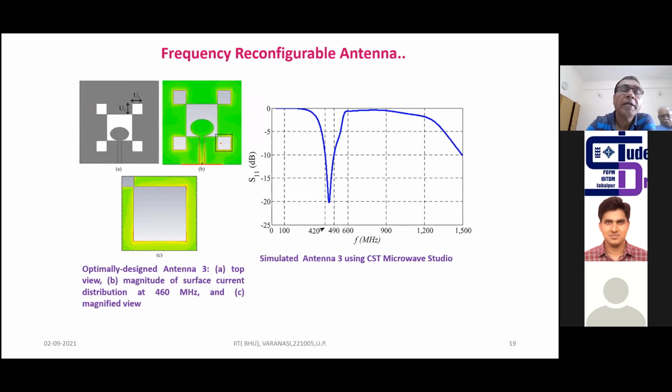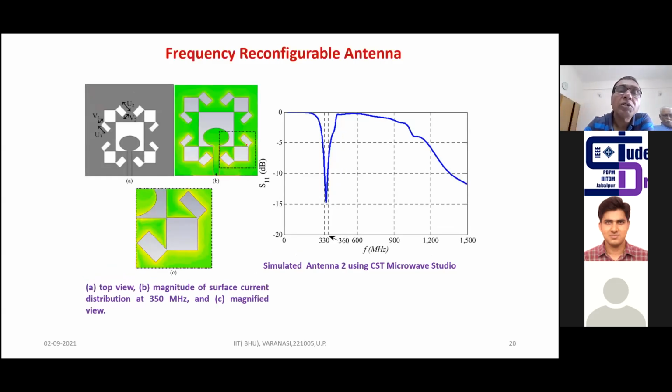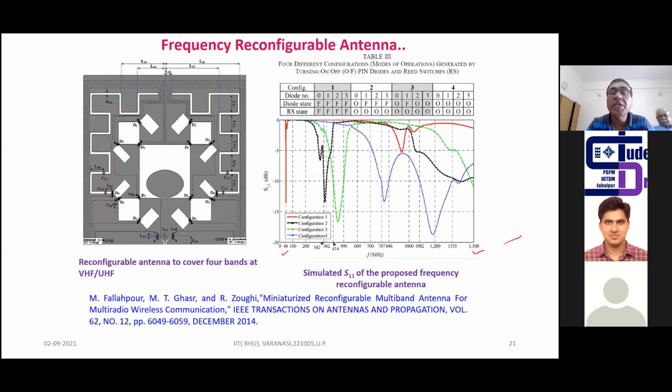Then the 860 megahertz frequency comes to 460. In the next example, you can see two more slots connected to this one. In this way the electrical length increases, so the 460 comes to 350 megahertz, and the lower frequency reduces. Further reduction needs 48 megahertz.